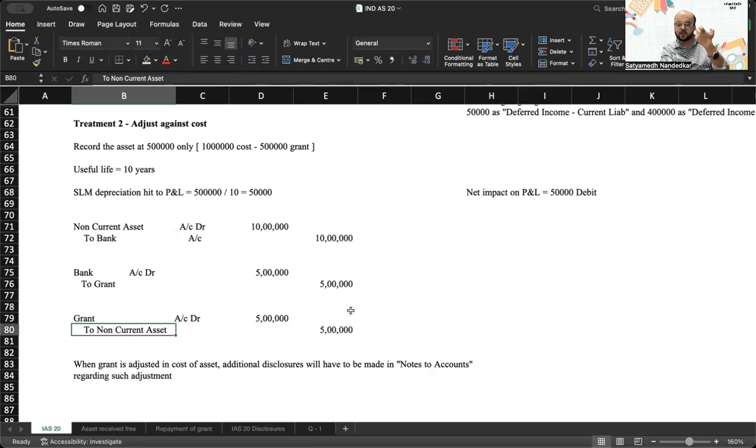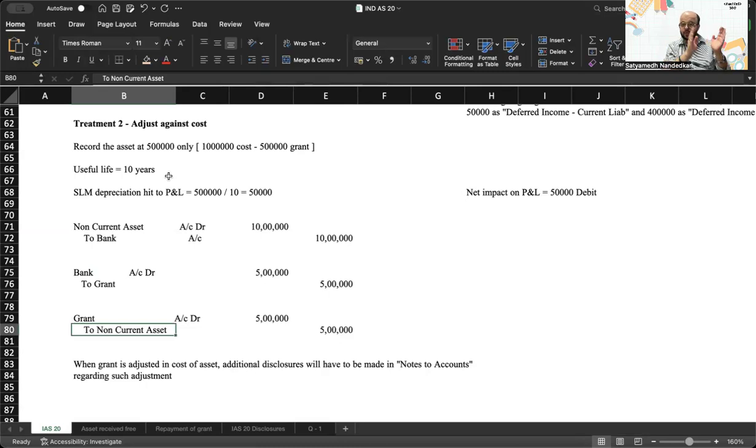What is the balance in your asset? 5 lakh only. 10 lakh cost minus 5 lakh grant. 5 lakh is the cost remaining in the asset account after the adjustment. Now, when you have to depreciate, 5 lakh upon 10, 50,000 will be the depreciation in P&L. So net debit to P&L remains the same regardless of the method of recording government grant.